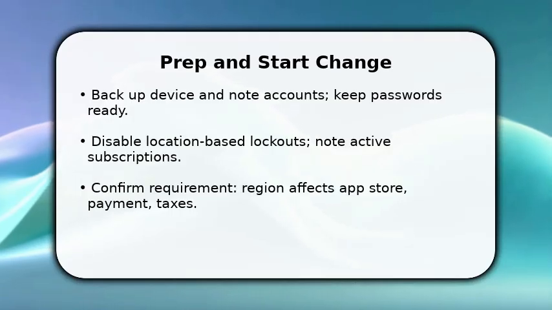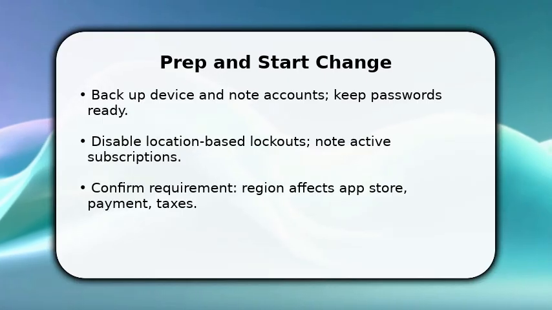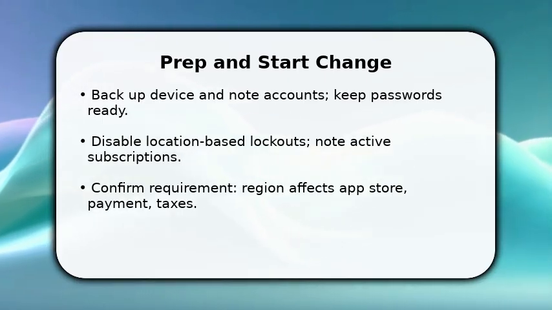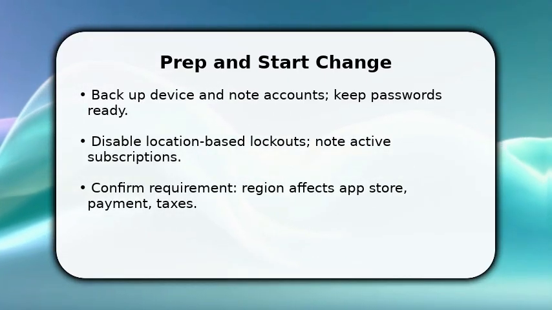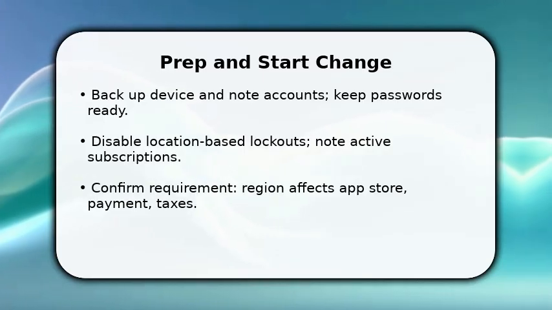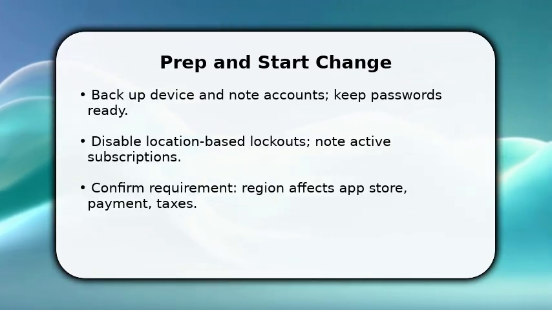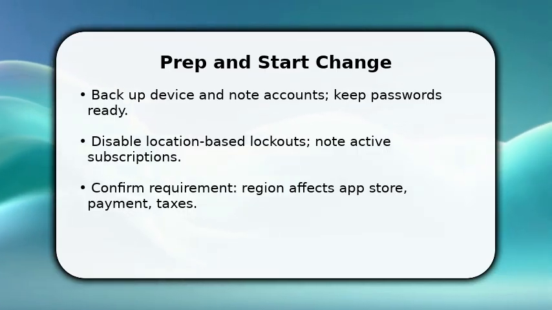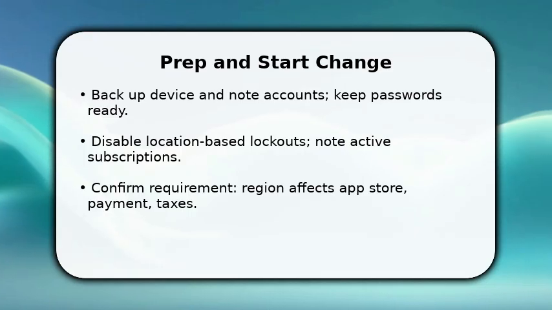You begin by backing up your device and collecting account credentials so nothing is lost. Once done, disable location locks and sign out of services that tie region metadata because those often block changes. Next, review subscriptions and payment methods. Changing region can alter pricing and availability.